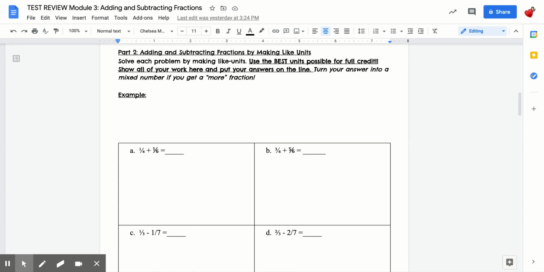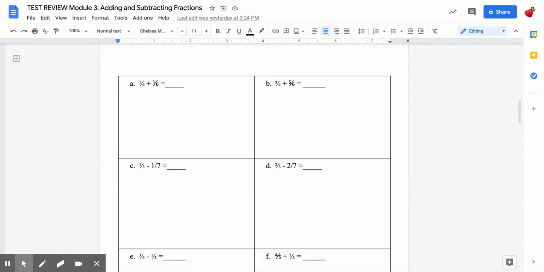All right, now this goes back to just adding and subtracting fractions by making like units. We want to put these in the best units possible. We've worked with fourths and sixths quite a bit. Notice that the operations also change. Addition, subtraction, another subtraction, and an addition. The units are shifting all around.